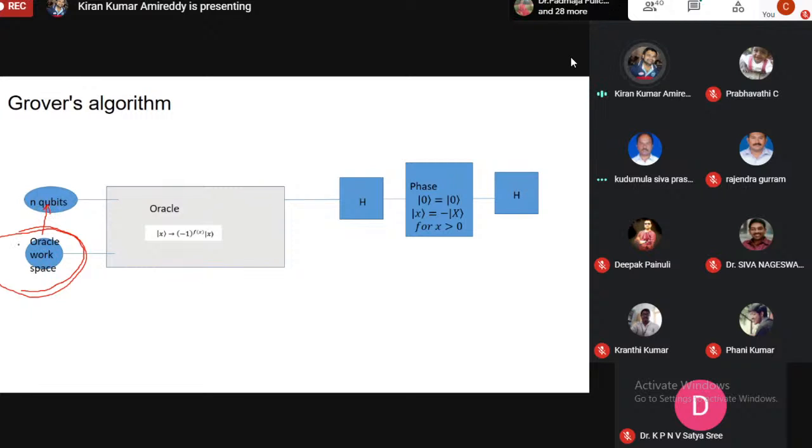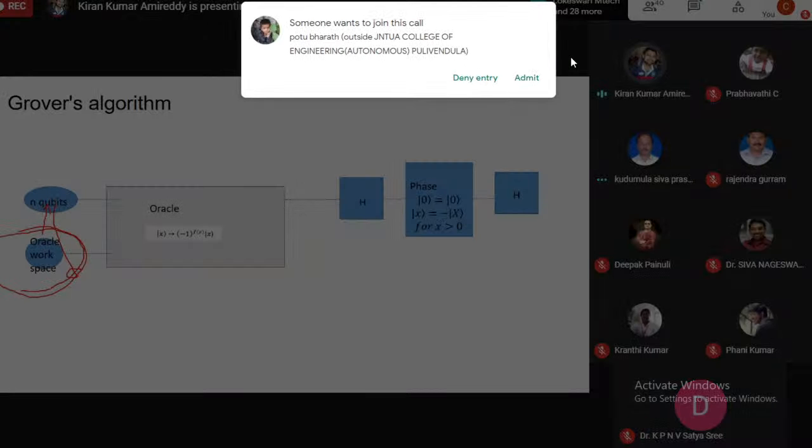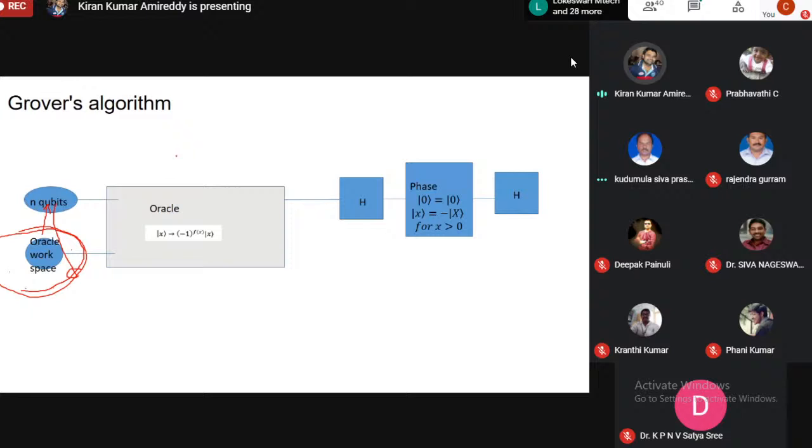So we need to extract our target from this workspace. For that we need to check each and every corner of this space. We need to extract our target. So for that we will first apply the Oracle function, then Hadamard gate, then the phase shift gate.